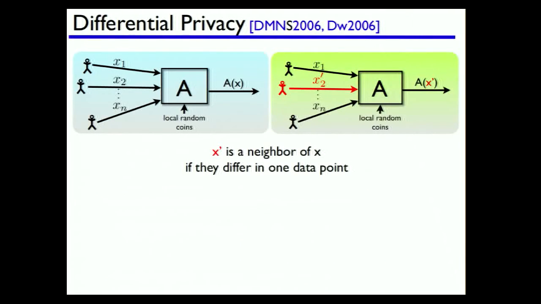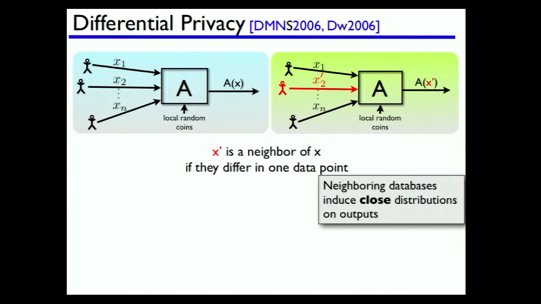Okay. And what we'd like to do is compare the behavior of this algorithm on an input x to its behavior on a neighboring data set, where a neighbor is a data set that differs in one data point from x. Okay. There are actually several ways to define exactly what differing in one data point means. And I'm not going to get into the distinctions between those, but for today, just imagine that I take, you know, person 2's data and I replace it with some other thing. So the intuition behind the definition is that neighboring data sets should somehow induce close distributions on outputs.